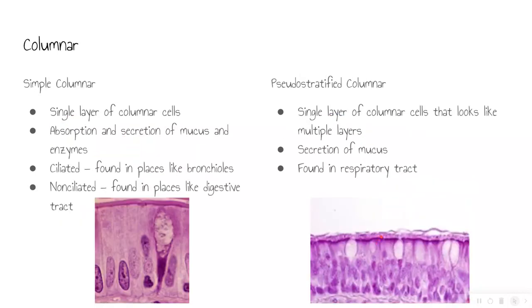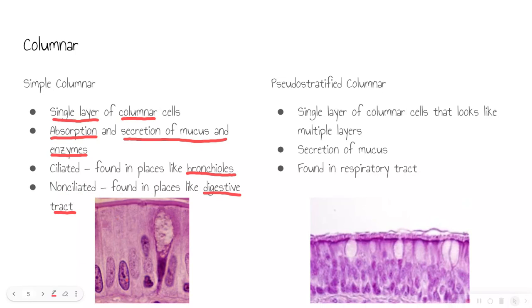Alright, so now let's take a look at columnar epithelium. So we can have simple columnar epithelium, and this is going to be simple, single, so a single layer of our columnar cells. And we can see that right here. And the function is going to be absorption and the secretion of mucus and enzymes. And we can have ciliated simple columnar and non-ciliated simple columnar. And remember, those cilia are those hair-like projections coming off of the cell. So the ciliated columnar epithelium is going to be found in places like the bronchioles of the lungs, and the non-ciliated is going to be found in places like the digestive tract.